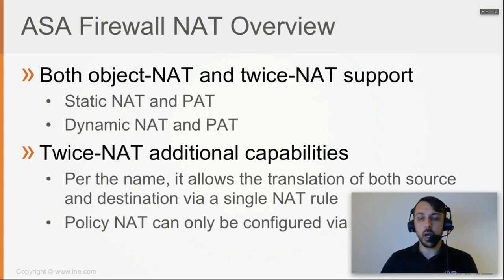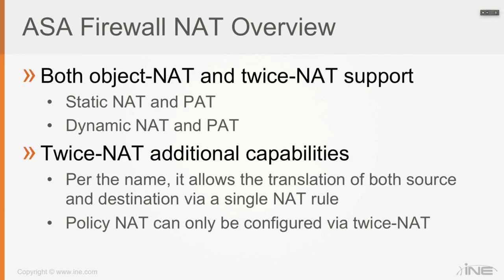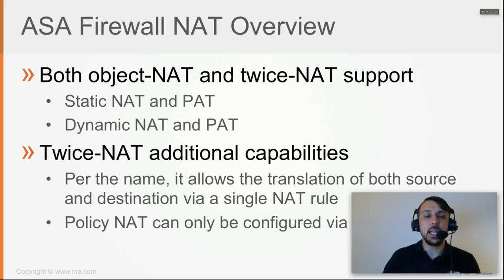Also, only via twice NAT can policy NAT be configured on the ASA. That is because, as you remember, policy NAT means that I'm going to NAT an IP address into something specific based on the destination of the IP traffic. And it makes sense that this can only be achieved via twice NAT, because only in the twice NAT rule configuration, as you're going to see, can you configure both the source and the destination of the IP flow and choose to NAT only the source, only the destination, or both of them.